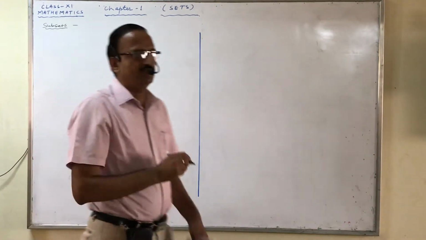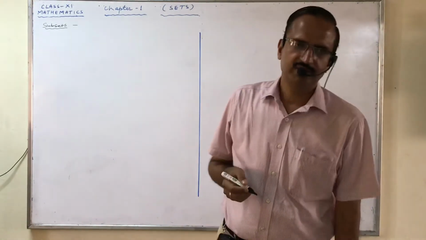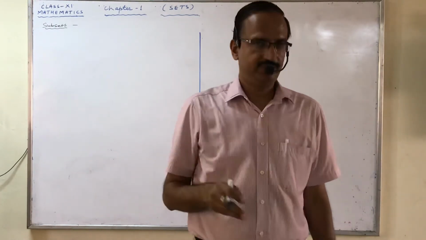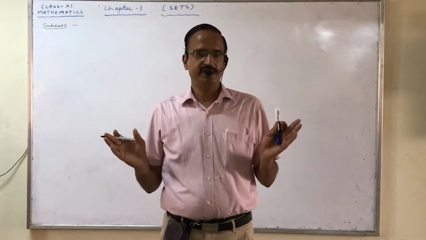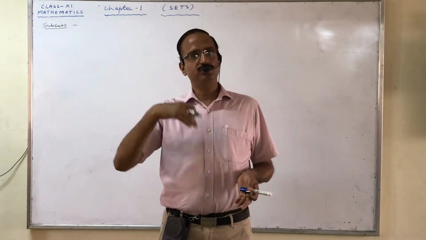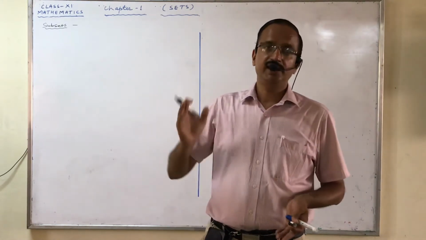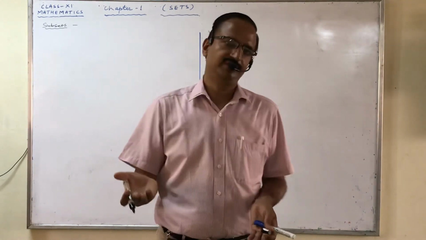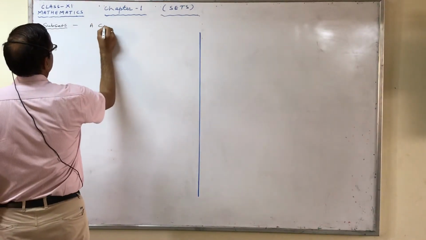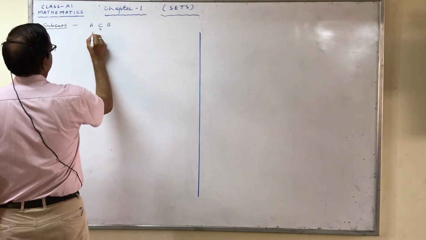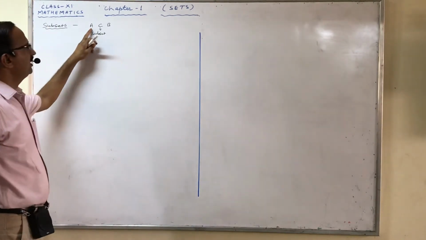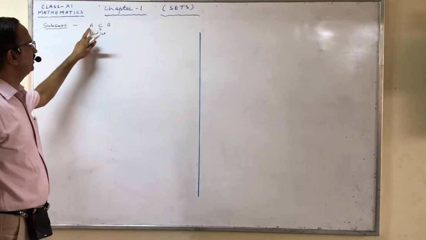Subsets. Suppose we have two sets A and B. If all the elements of set A also belong to B, then we can say that A is the subset of B. And it is denoted as, this is the symbol of subset. It means A is the subset of B. This is smaller.